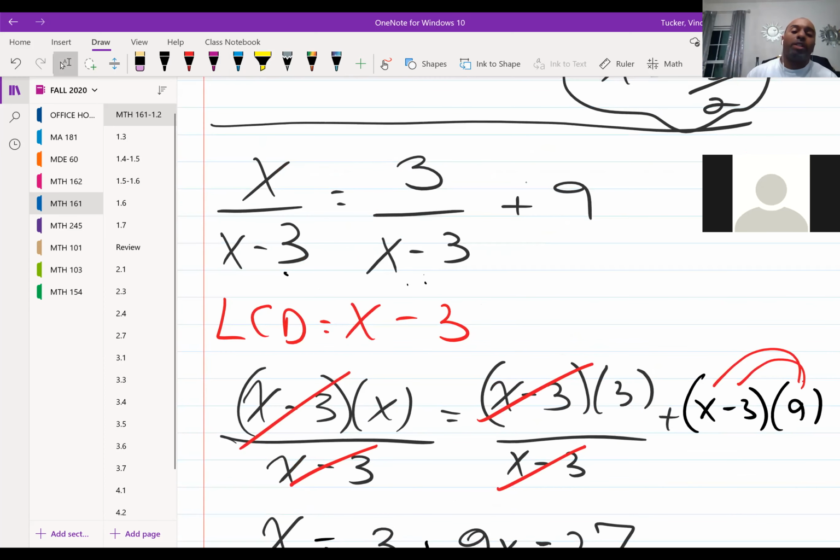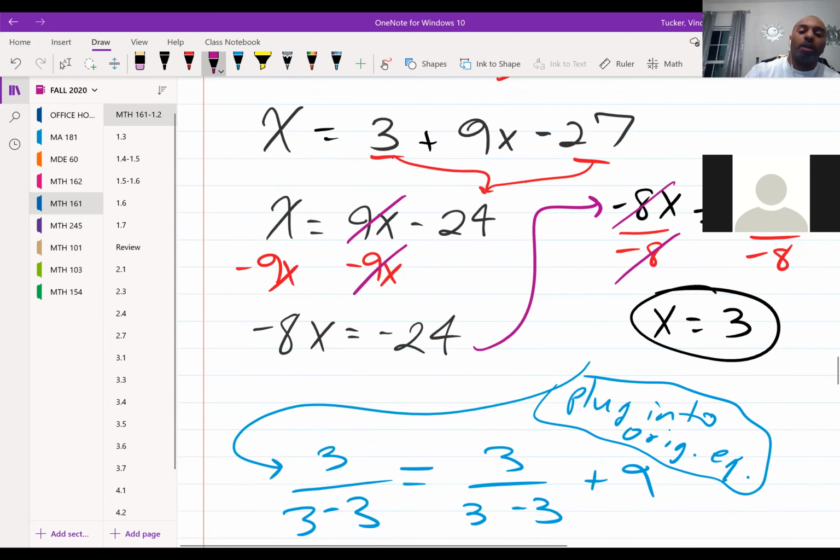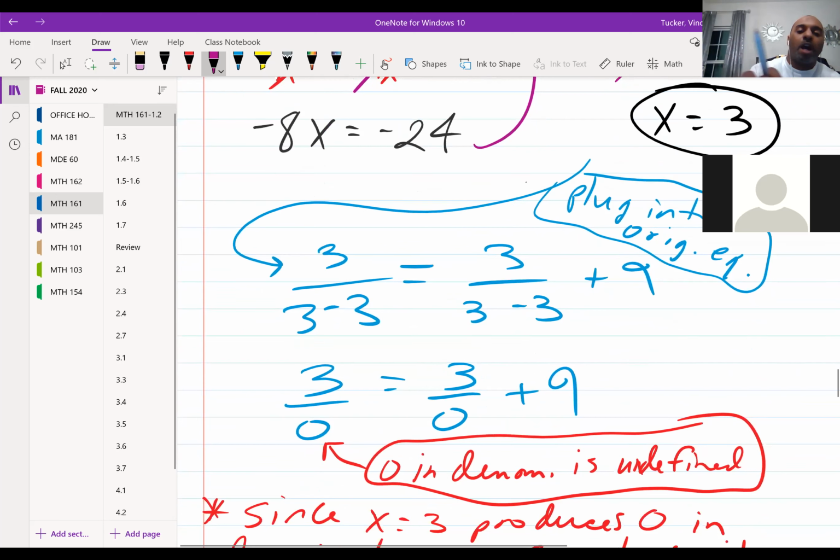Remember, our original equation was x over x minus 3 equal to 3 over x minus 3 plus 9. Now, if I were to take that 3 and plug it into the equation, I have 3 over 3 minus 3 equal to 3 over 3 minus 3 plus 9, which is 3 over 0 equal to 3 over 0 plus 9. Even if this plus 9 was not here, 0 in your denominator is undefined. So 0 in your denominator will always be bad for us.